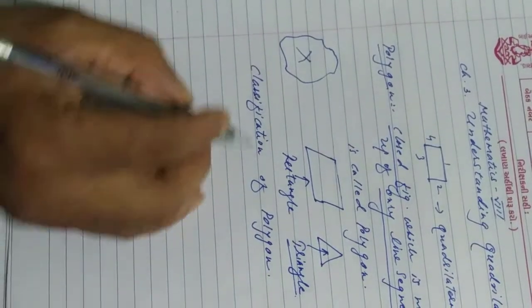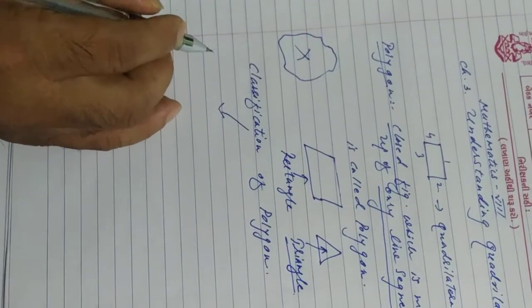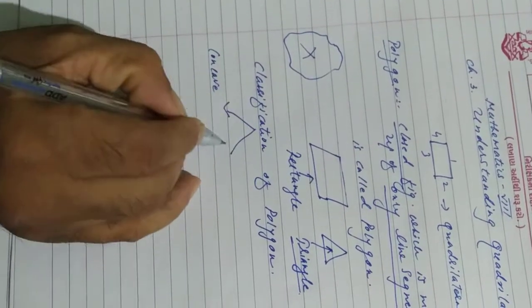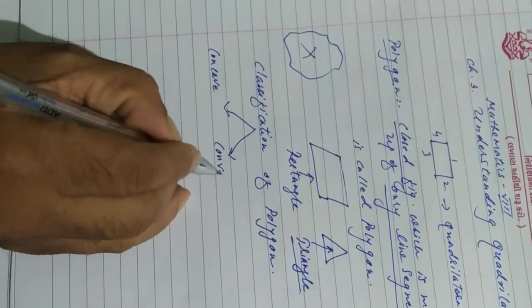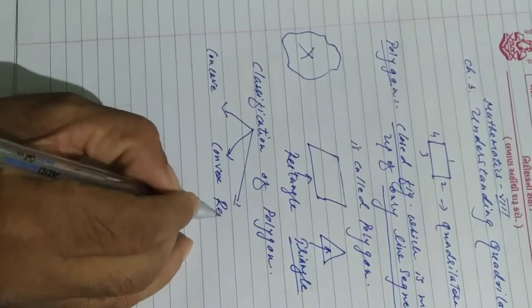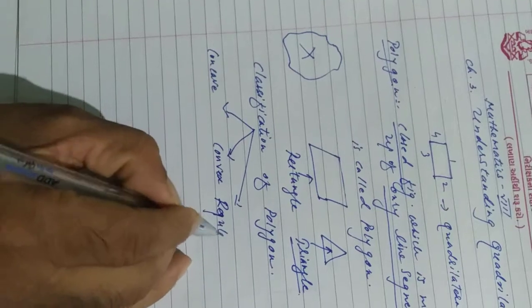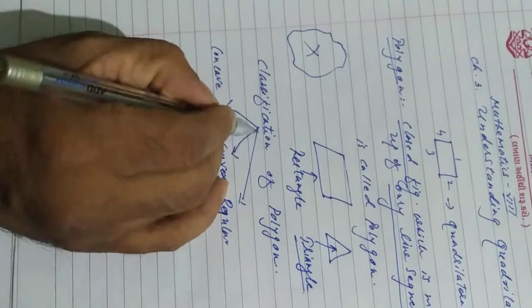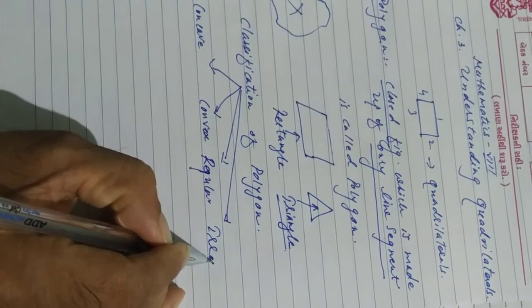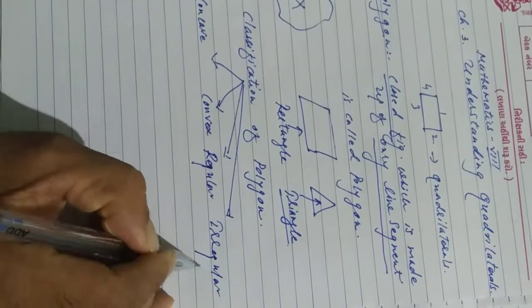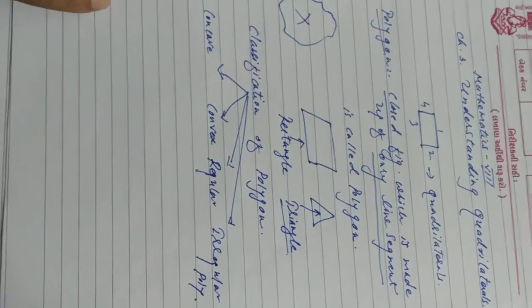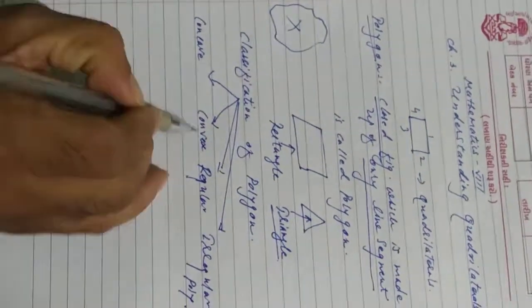Now classification of polygon. There are 4 different types. First, concave, second, convex, third, regular polygon, fourth, irregular polygon. Now, what is concave? What is concave?